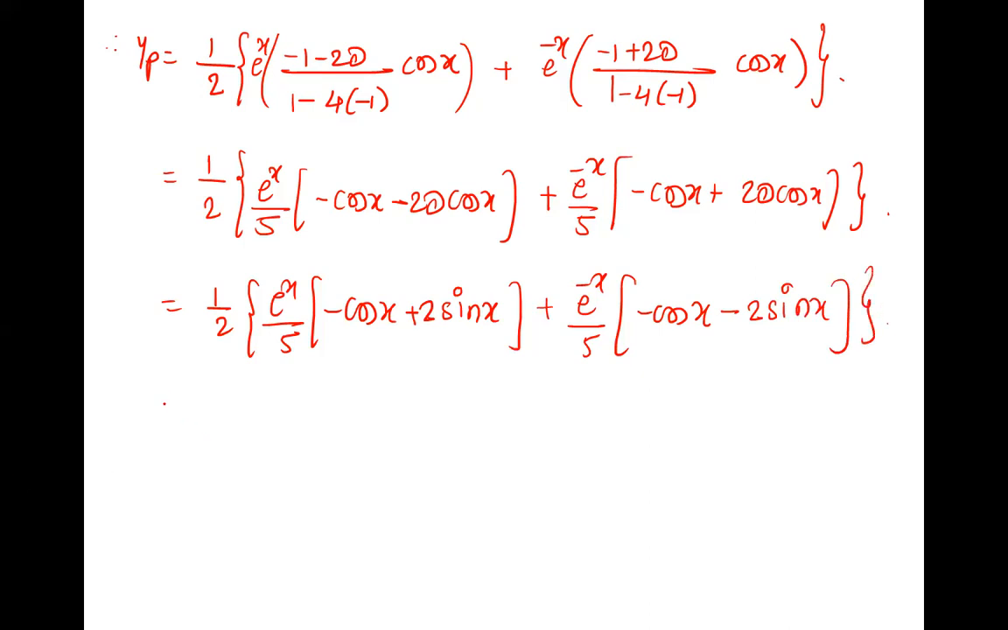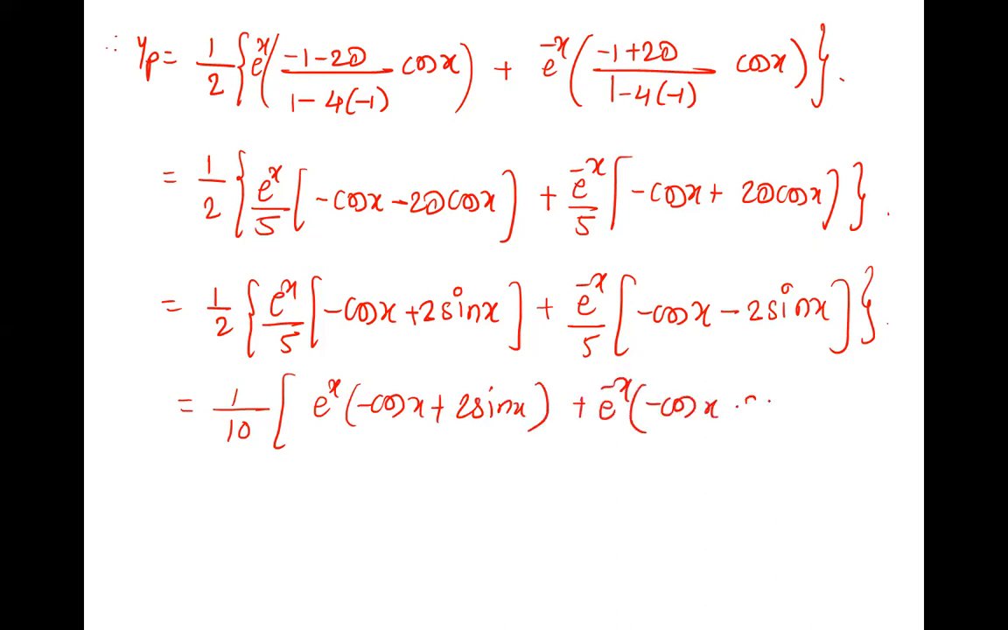Yes, you can stop here, or if you can simplify, do that. If not, please stop. You can just take out the 5. So it is 1 by 10 e raised to x into minus cos x plus 2 sin x. 5 is out, so plus e raised to minus x minus cos x minus 2 sin x.